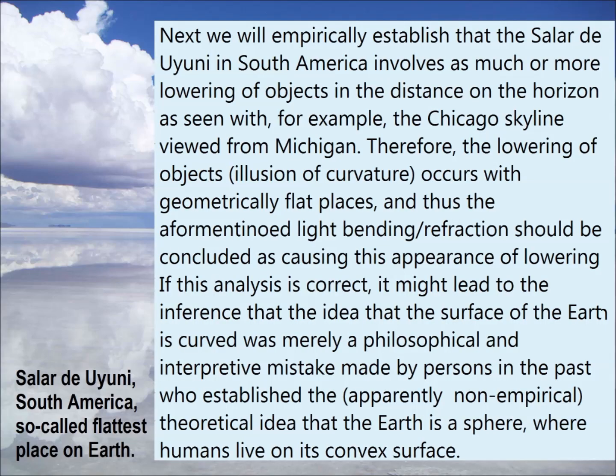What this clip involves is a discussion of the flattest place on Earth, and what we will do is determine that it is actually geometrically flat, not just very smooth and curved, and we will find, even though it is geometrically flat, it has extreme instances of lowering of objects in the horizon, and the only explanation if this basin in South America is geometrically flat and it has lowering of objects in the distance in the horizon would be due to light refraction, not the curvature of the Earth. That is what we will embark on now.